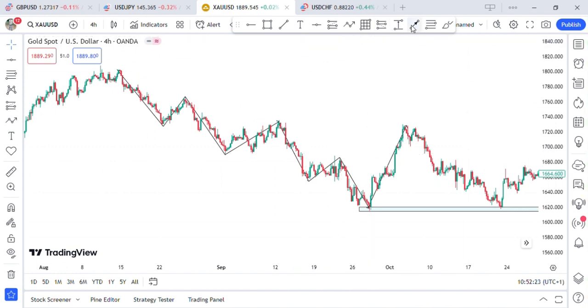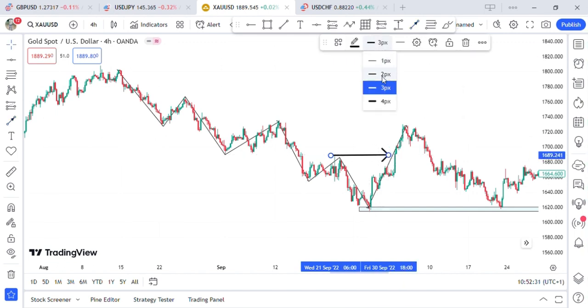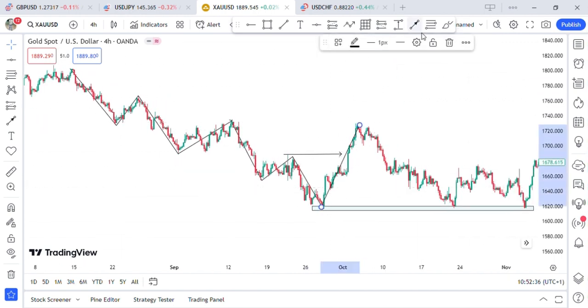So this is a breakout here. You have a breakout line here. Let me put an arrow. Let me just reduce this. So you have a breakout here. Let me delete all this.